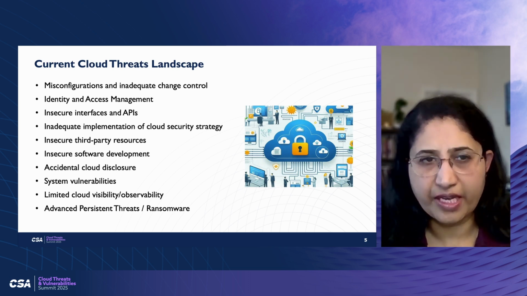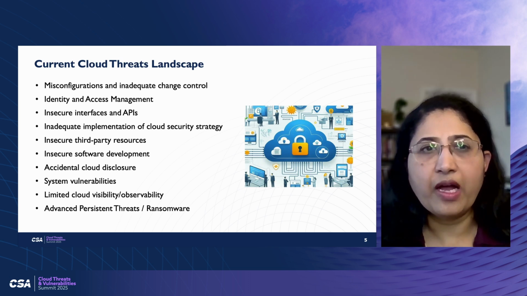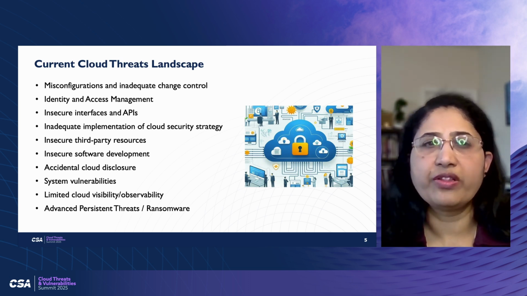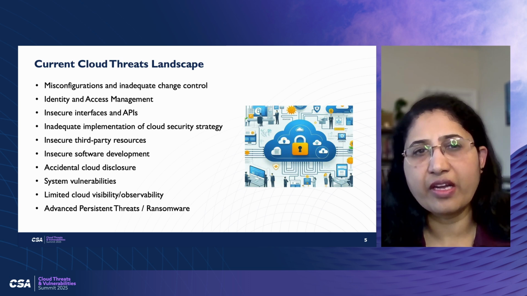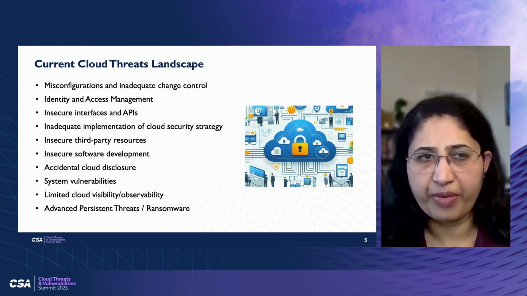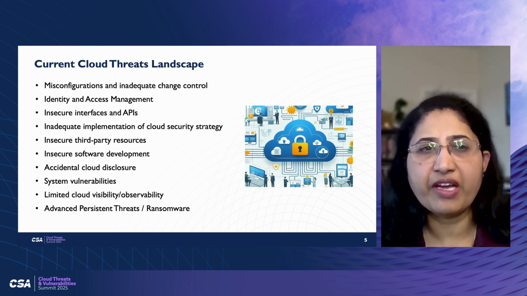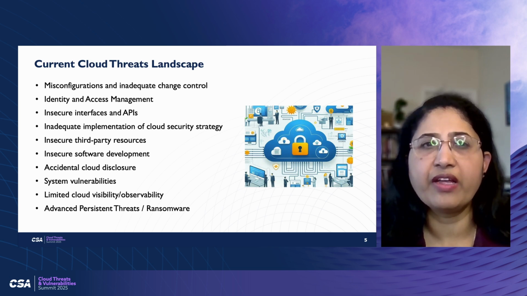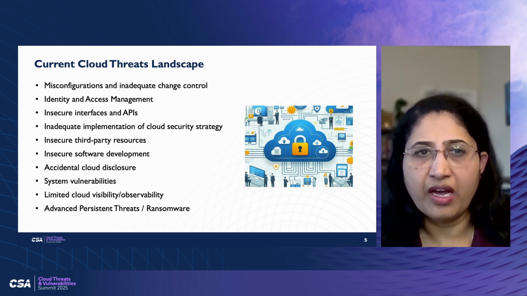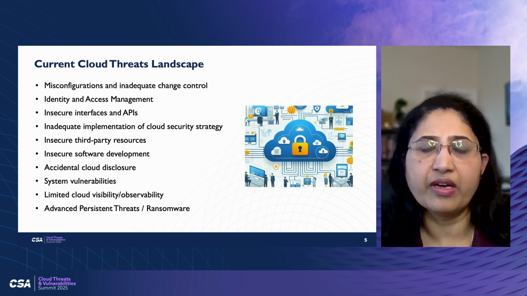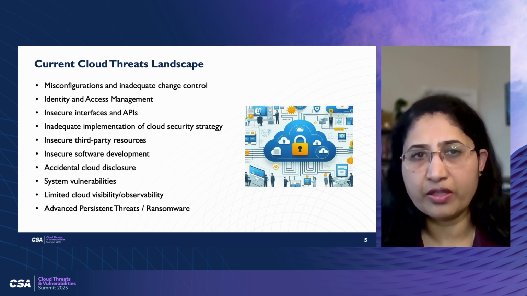The next thing is insecure interfaces and APIs. Cloud systems interact with other systems, and the main way they communicate is through APIs. If these APIs are not properly secured, if there is no proper encryption, this could lead to a very big risk of unauthorized access, and it's a threat to the cloud.